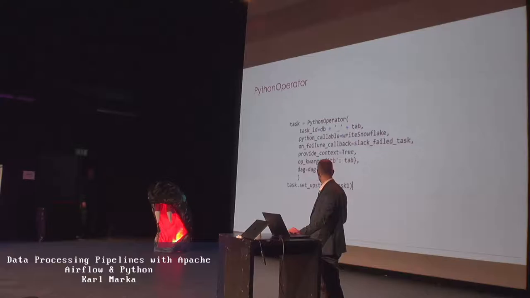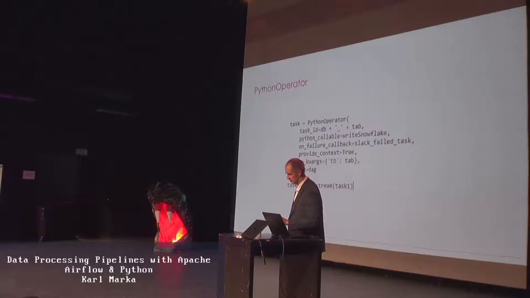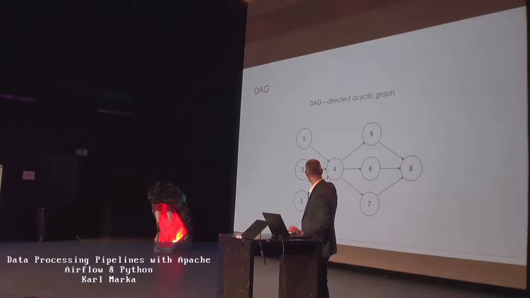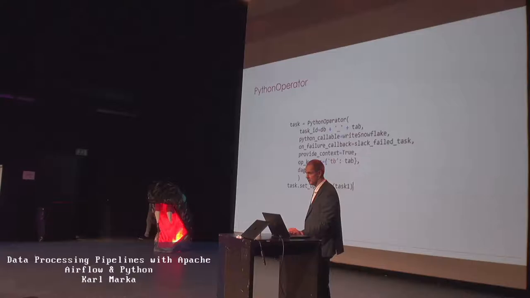And the last line in the example, the task set upstream, this basically specifies where in the order of subtasks this particular Python operator should be. In this case, it's upstream from another task called, unimaginatively, task one. Okay, so now we've looked at what the interface looks like, what the building blocks are, and what the code looks like. It's basically standard Python, it just adds this operator and being upstream of some other task functionality.